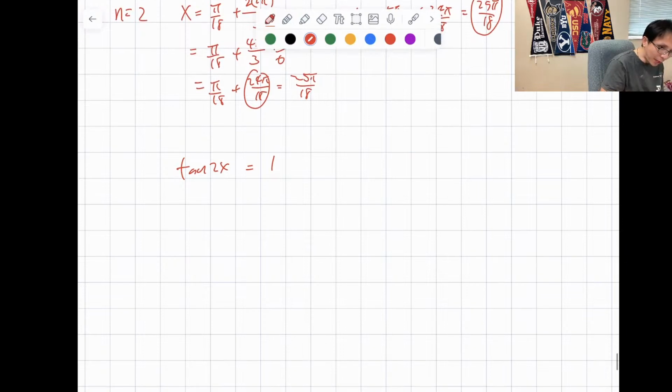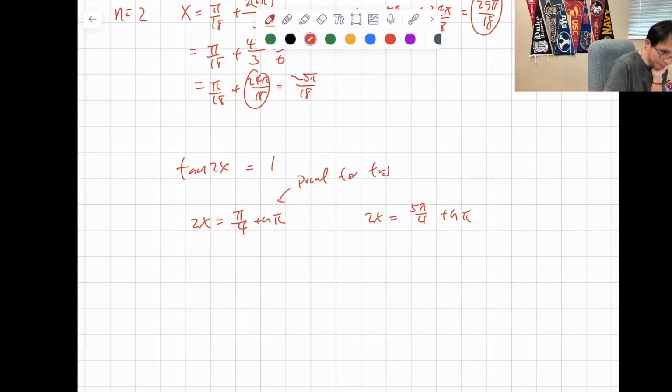Tangent of 2x is equal to 1. So 2x is equal to, well, when tangent equals 1, that happens at pi over 4, and 2x is equal to 5 pi over 4, plus m pi. Why? Because this is the period for tangent. So x equals pi over 8 plus m pi over 2, and x equals 5 pi over 8 plus m pi over 2.